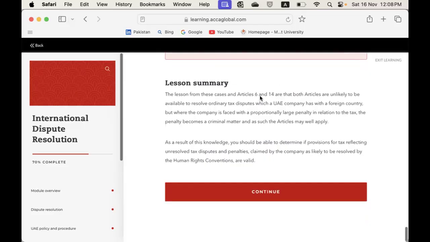So, lesson summary. The lesson from these cases in Article 6 and 14 is that both articles are unlikely to be available to resolve ordinary tax disputes which a UAE company has with a foreign country, but where the company is faced with a proportionally large penalty in relation to tax, the penalty becomes a criminal matter, and as such, the articles may well apply. As a result of this knowledge, you should be able to determine if provisions for tax reflecting unresolved tax disputes and penalties claimed by the company are likely to be resolved by the Human Rights Convention.